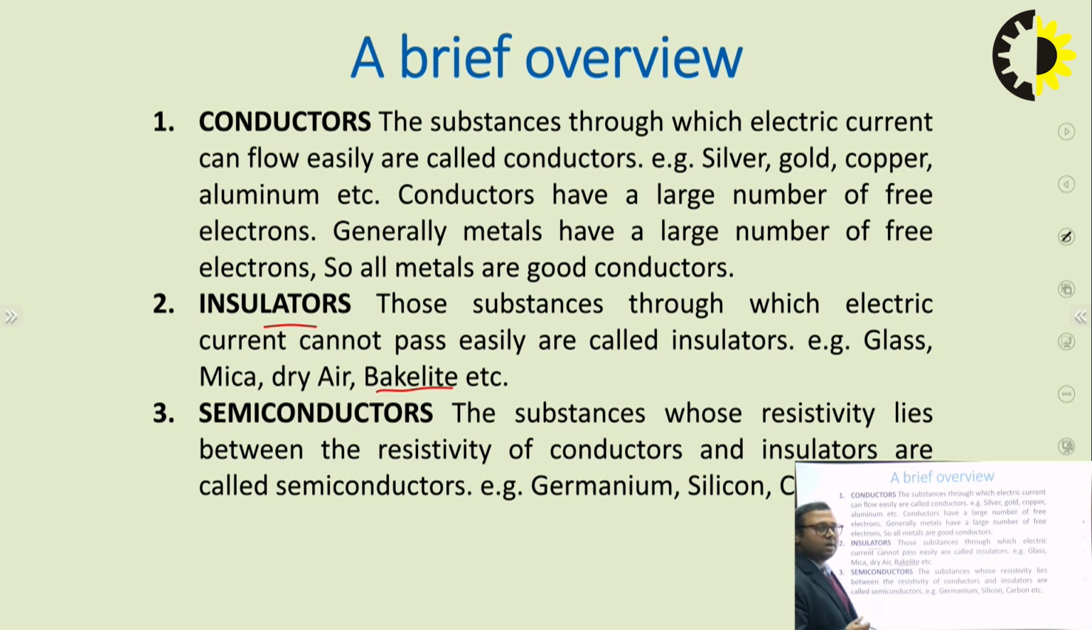Then the third type of material is the semiconductors. The resistivity of these substances lies between the resistivity of the conductor and the insulator. That's why these substances are known as semiconductors. Examples of semiconductors are generally germanium, silicon, and carbon, etc.